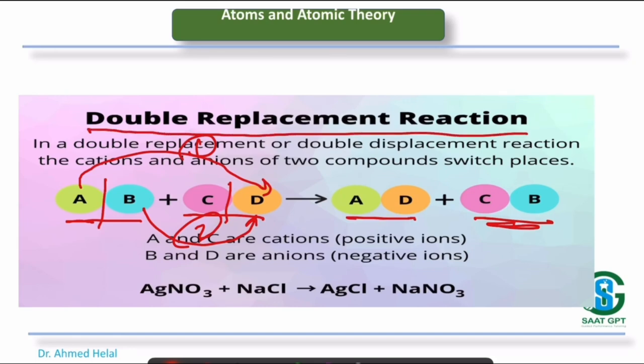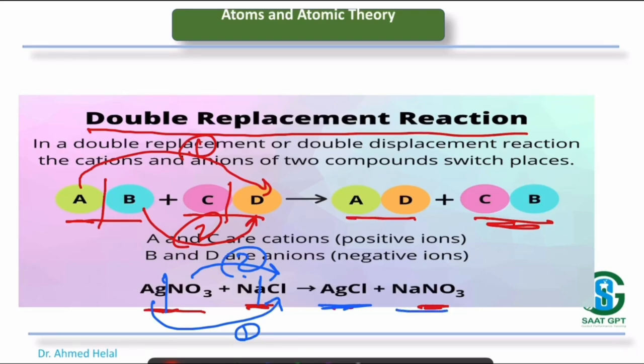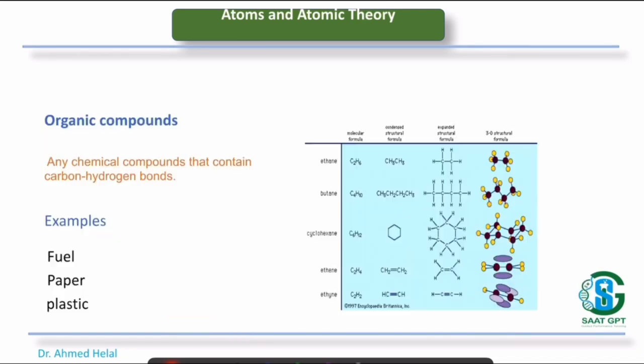For example, I have AgNO3 and NaCl, two reactants, and here we have two products. What happens when you have two compounds like that? AgCl, this is the first substitution. NaNO3, this is the second substitution. If you have two compounds, two substitutions, or two replacements, this is known as a double replacement or double substitution reaction.